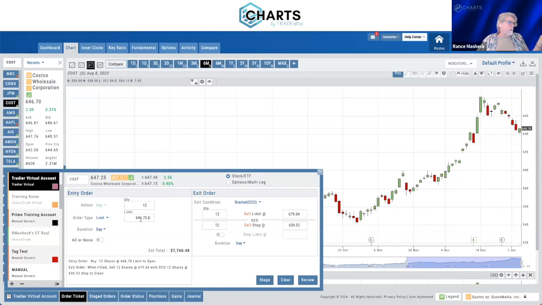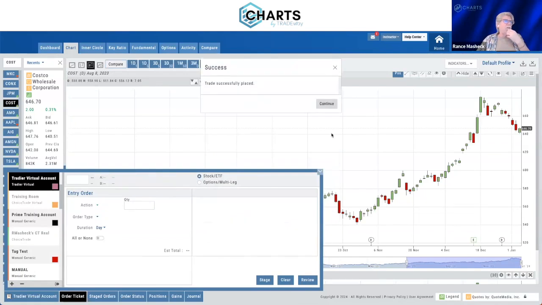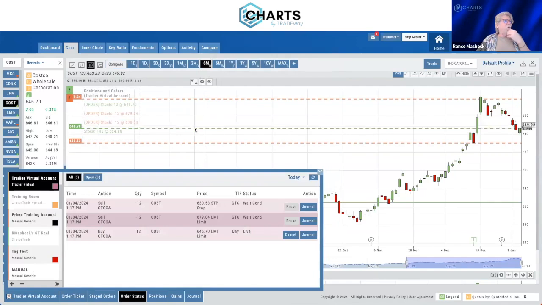So you've got your limit price to get in at 646 with a target of 679 and a stop of 630. If you want to put a stop limit in, you can turn that on here. You can also change the period on that. And then from there, you place the trade and you'll have that entire bracket order placed for you. And right there it is. That's the bracket order working for you. This is showing you that the whole order is working.